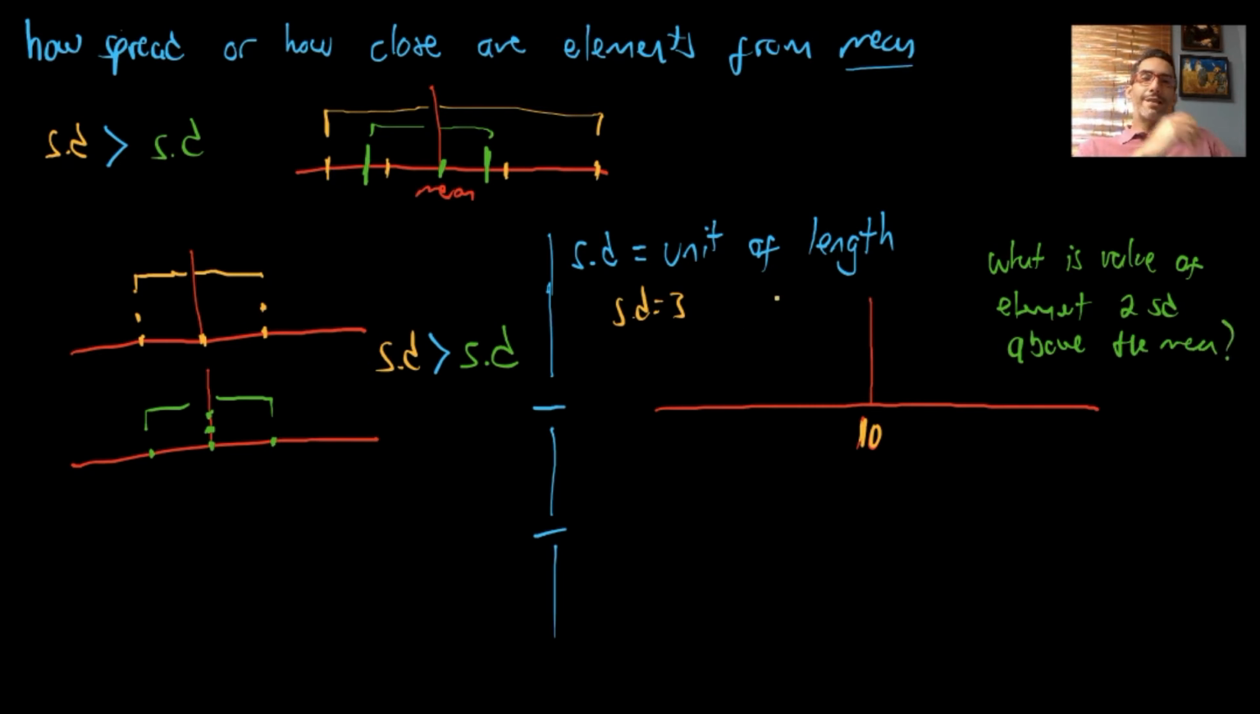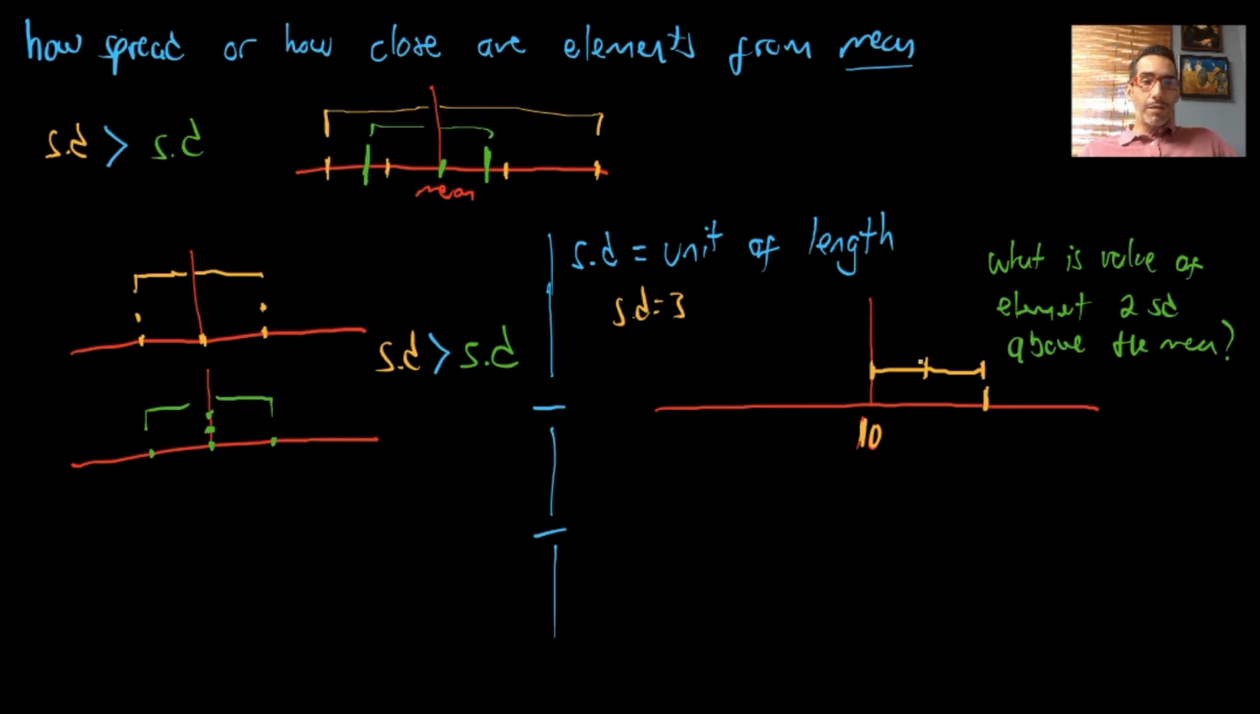So we know what the standard deviation is. So we have 2 standard deviations. So that's what I mean. Take the standard deviations as units of length. So from the mean above, that means to the right, I will take 1 standard deviation, that is 1 unit of length, and then another standard deviation. So this will be the element that is 2 standard deviations above the mean.